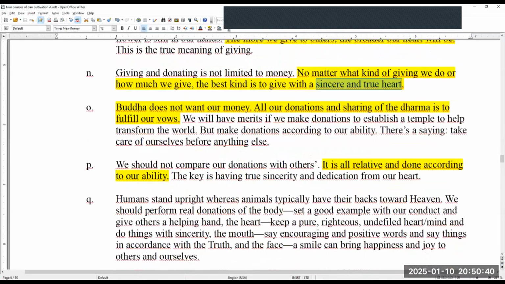And then, of course, when we go to the temple, it says if you donate, then you think about, oh, yeah, there's the Buddha sitting there and whatever.